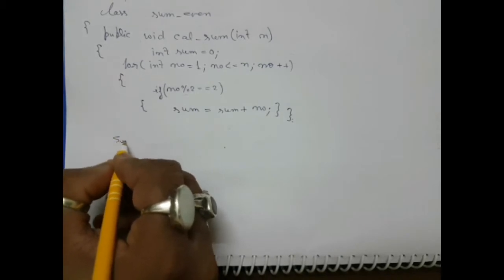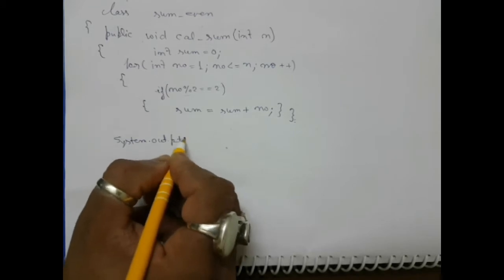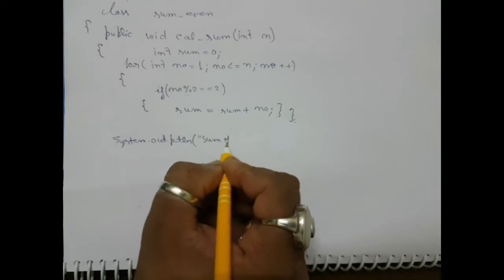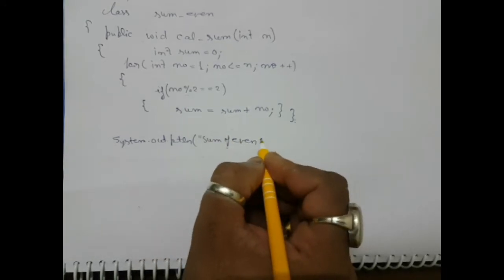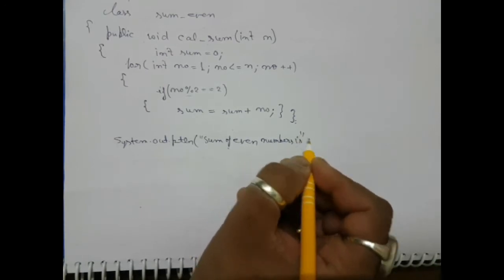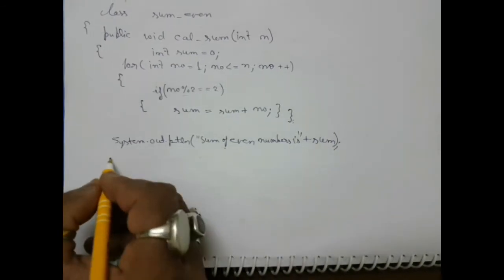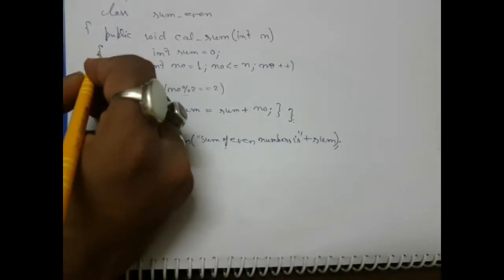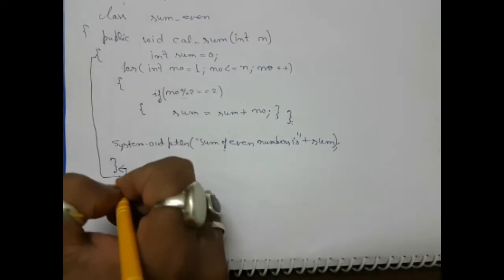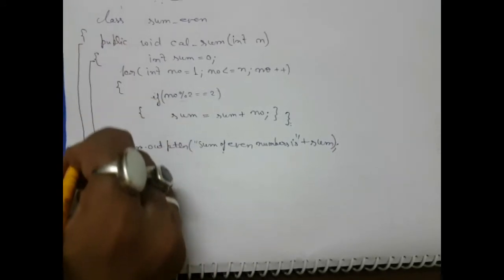Outside the for loop, I write System.out.println. Alright. And I write here "sum of even numbers is" plus sum. Alright. After that I close. What am I closing? I am closing this function, and then I will close the class. This is the closing of the class.